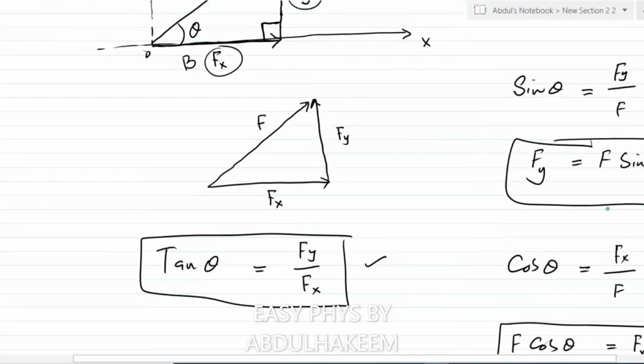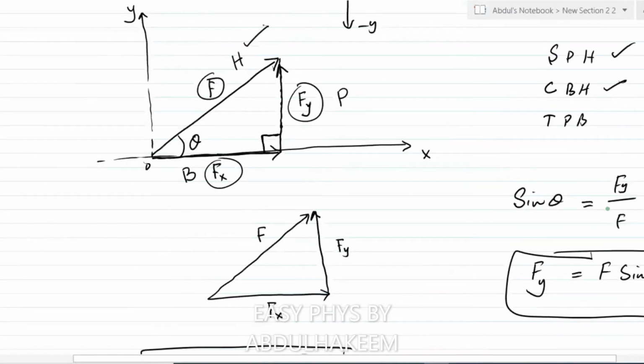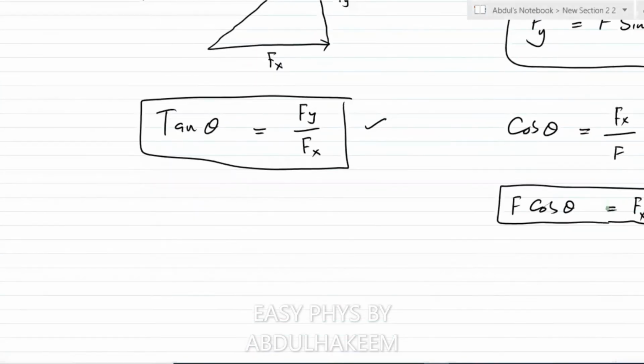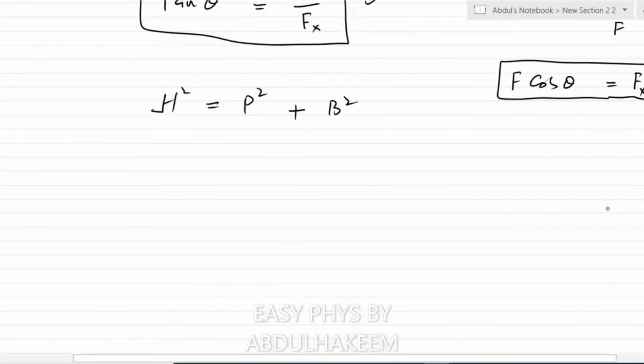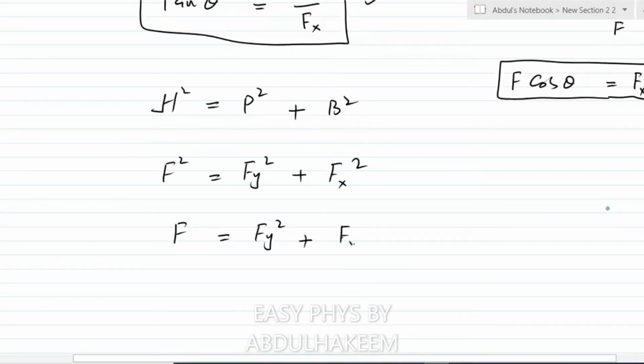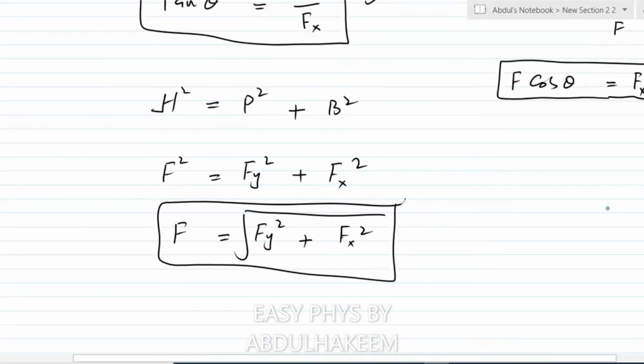And the number four important formula: hypotenuse square is equal to perpendicular square plus base square. So hypotenuse is the force, perpendicular is the Fy, base is the Fx. So the resultant vector F is Fy square plus Fx square, whole under root. So this is the fourth important formula.